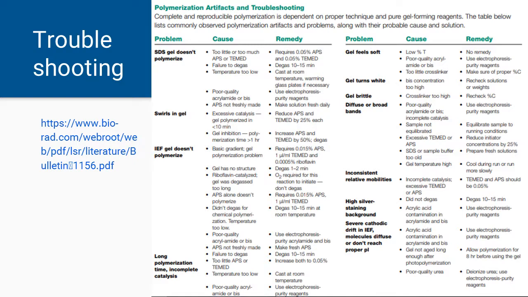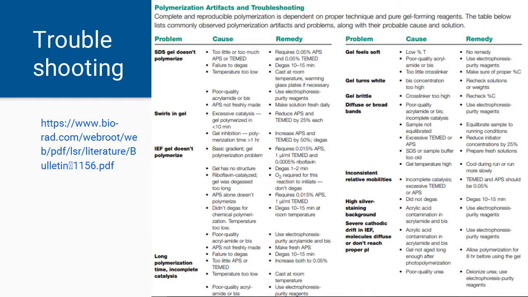Then this Bio-Rad website has all kinds of troubleshooting information, and they have put this very nice table in their literature. I recommend the students to visit this website and read it. See, everything is there. The gel doesn't polymerize. What could be the cause? Here it is written: too little or too much APS or TEMED, failure to degas, temperature too low. Okay, this is the reason behind your problem. What could be the remedy also? What could be the solution also? Everything they have described very nicely here.